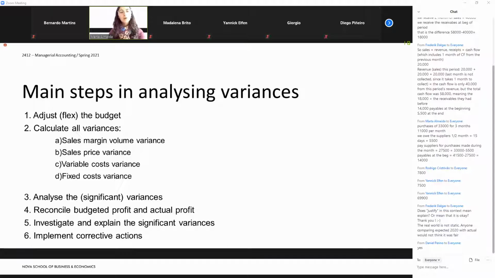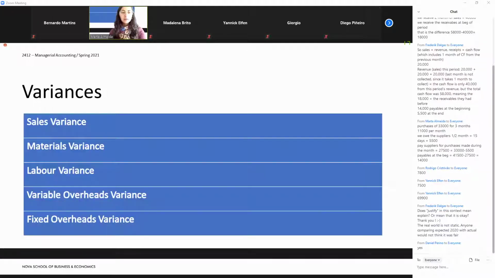And then we will reconcile the budget and the actual profit. Reconciling the budget and the actual profit is to calculate where the differences come from, item by item. We will investigate and explain the significant variances in this reconciliation, and then we will implement corrective actions if needed.